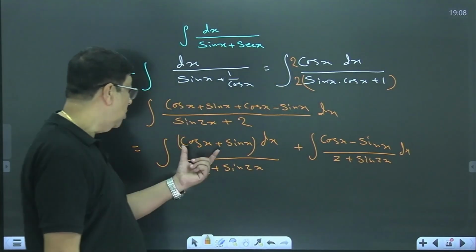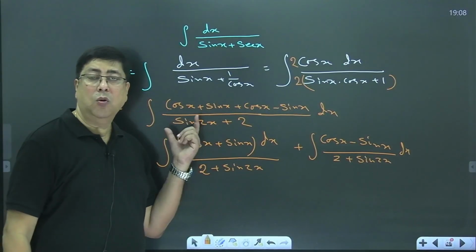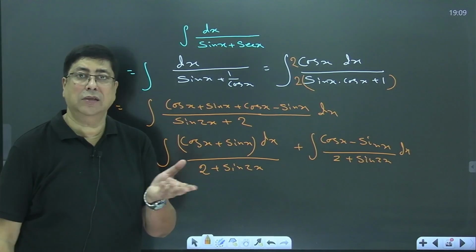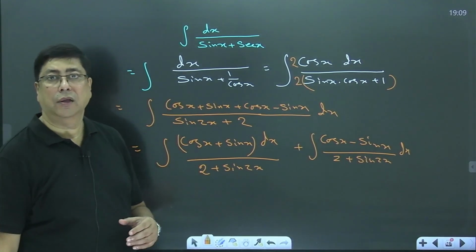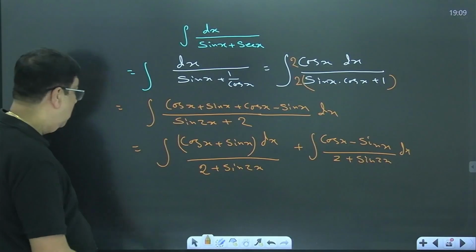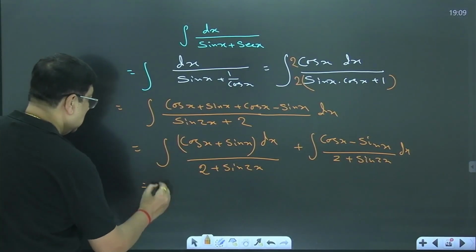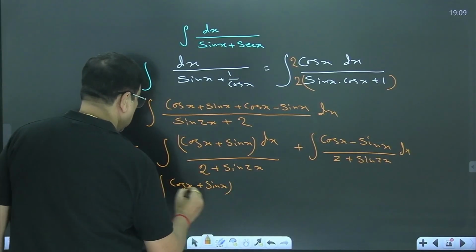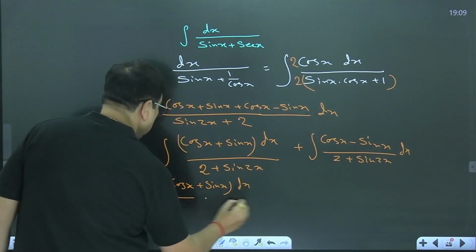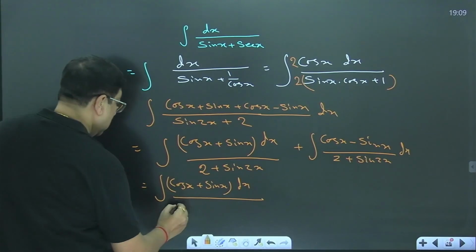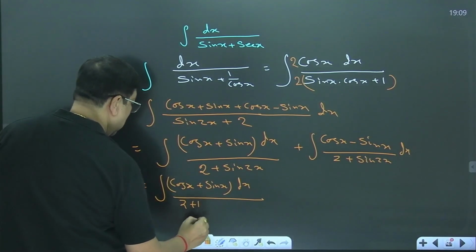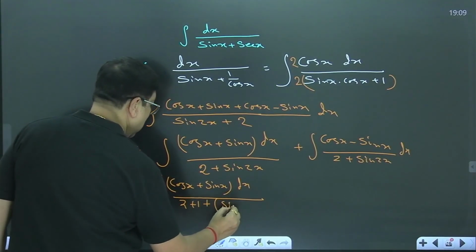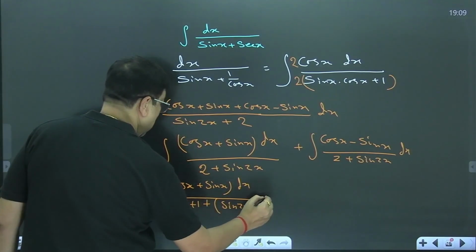First of all, whose derivative is the numerator? Cos x plus sin x is the derivative of what? Cos x minus sin x. The plus or minus constant number will go outside. So we have to present here cos x minus sin x. So cos x plus sin x dx, I am writing here 2 plus 1 plus sin 2x minus 1 dx.